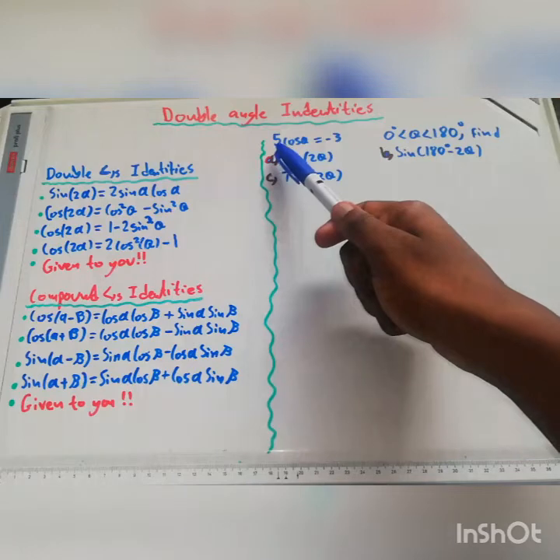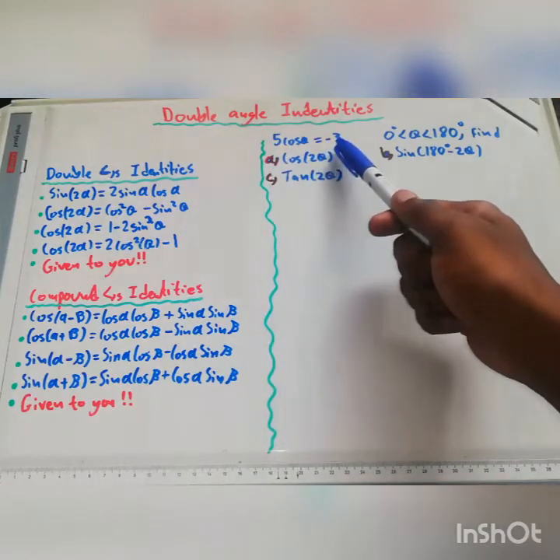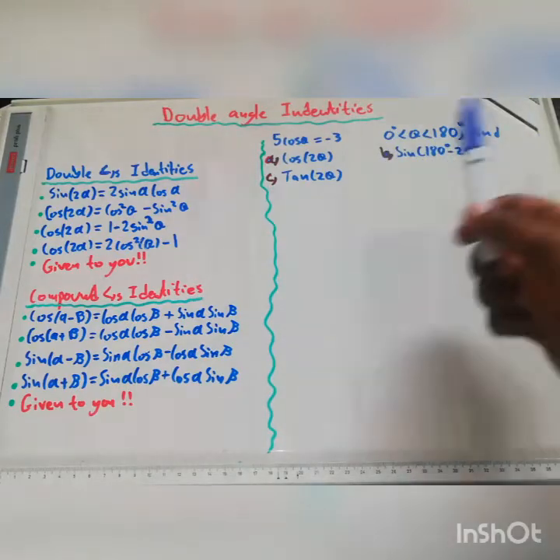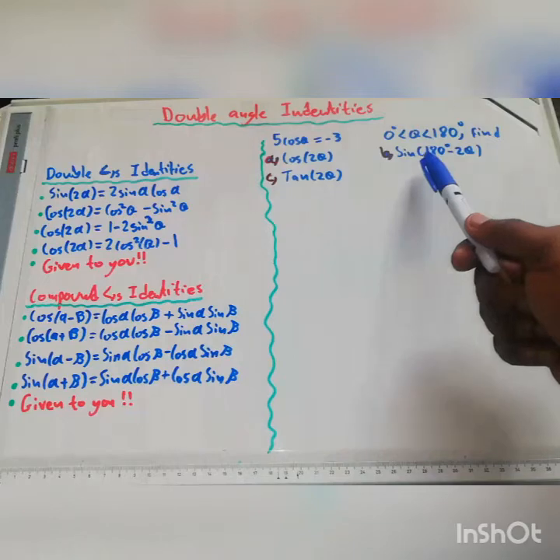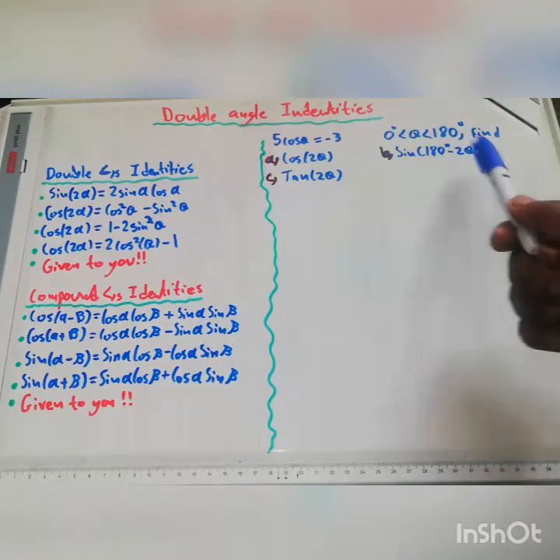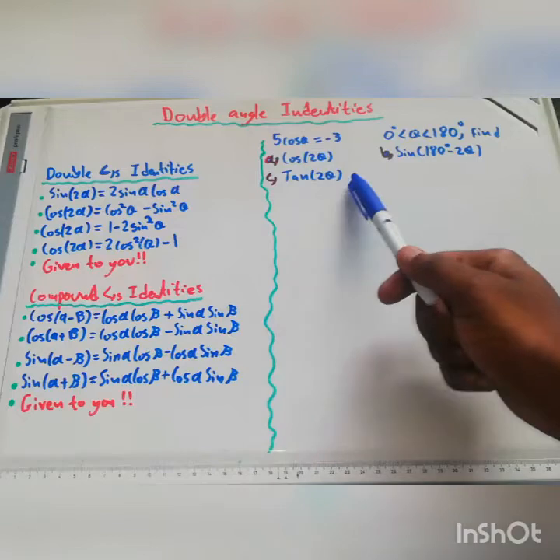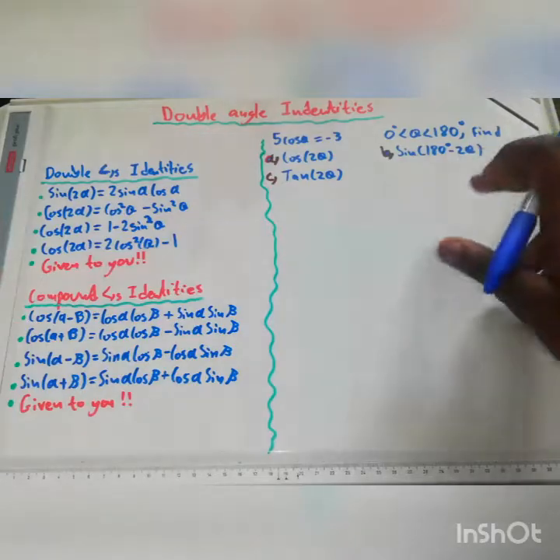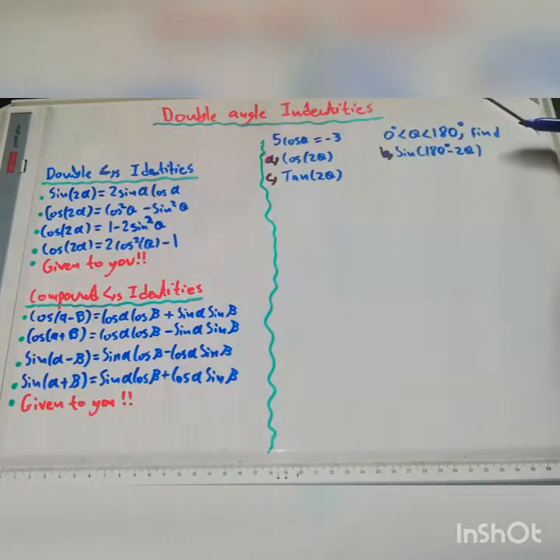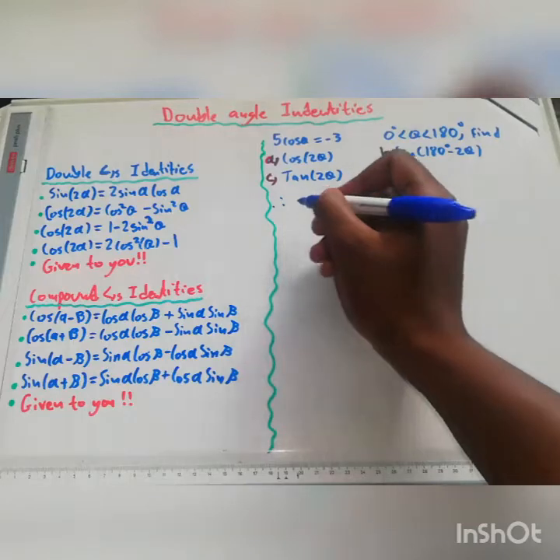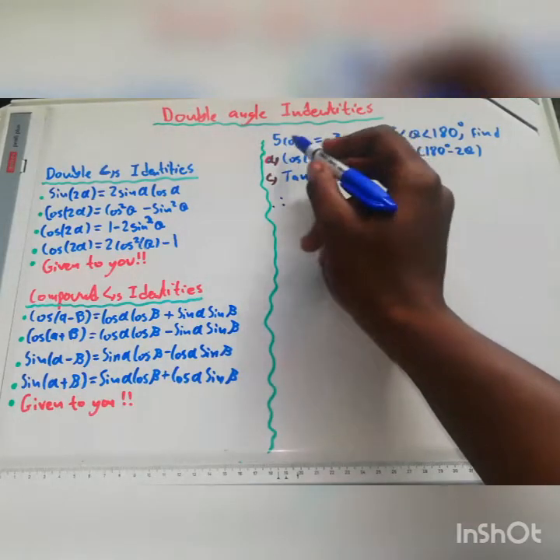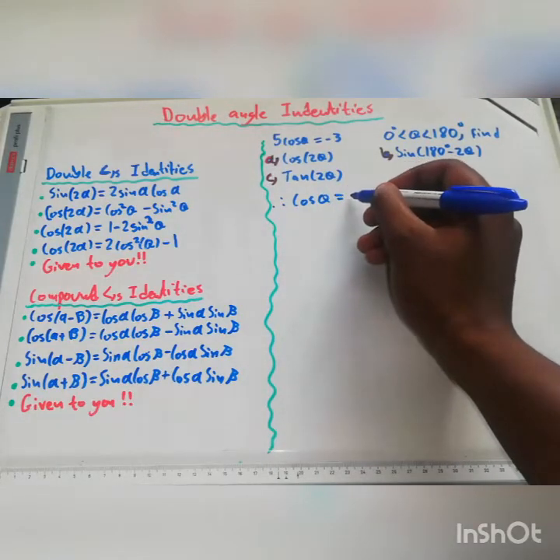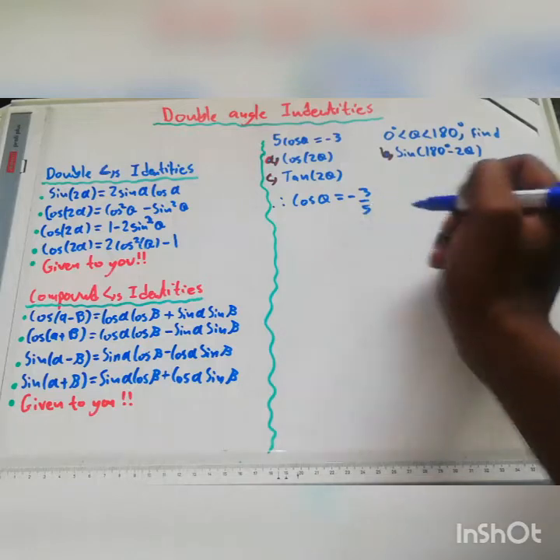The question says you have 5 cos theta is equal to minus 3, between 0 degrees and 180 degrees. Find cos 2 theta, sine of (180 degrees minus 2 theta), and tan 2 theta. So how you approach this question is that you look at what you're given and its restrictions. First things first, simplify whatever you are given there. So this can be written as cos theta is equal to minus 3 over 5.